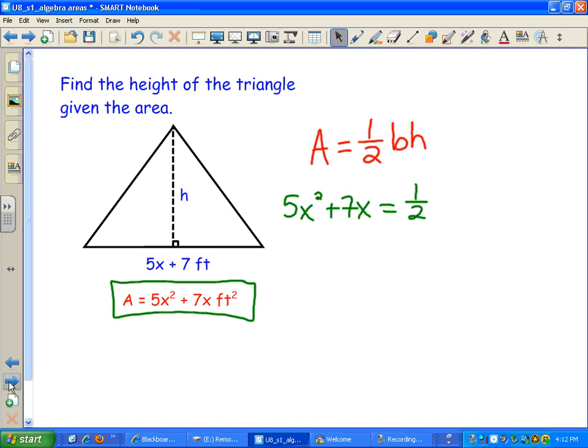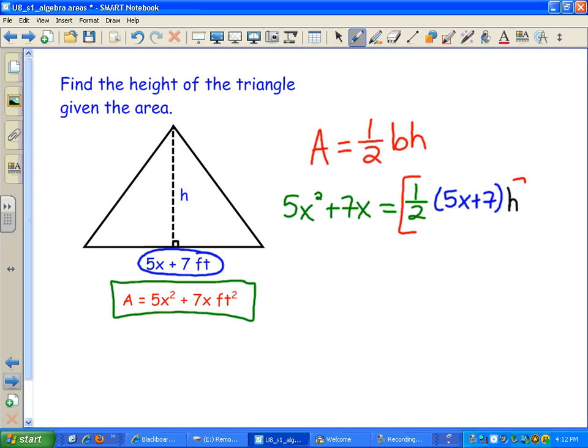Then we'll go to the base. Here is my base, which is 5x plus 7, and I'm going to put that in parentheses. Then my job is to find the height, so I'm going to use the variable h. The first thing I'm going to do is get rid of 1/2.